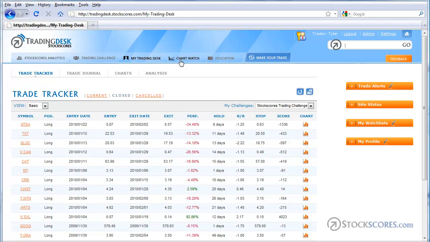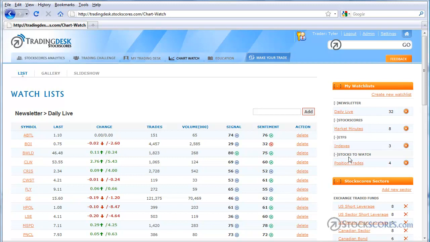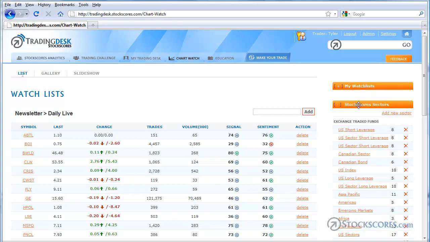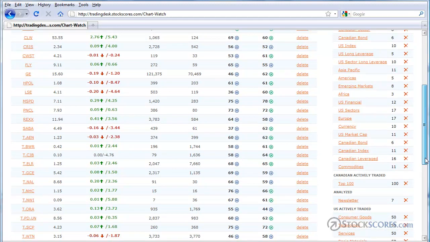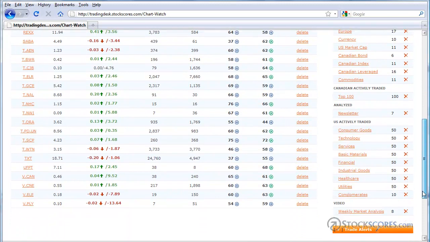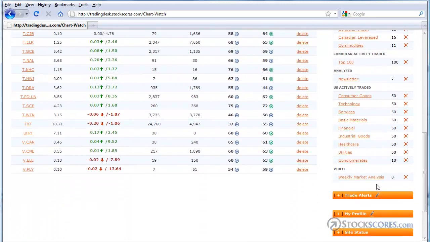Now, the next thing I want you to do is click on the Chart Watch icon. Within the Chart Watch section, I have created for you a number of sectors. You can see them here in the right column of the page. Under sectors, we have all of these exchange traded fund sectors. And what I want to focus on this time is right down at the bottom, the sector under the video grouping called Weekly Market Analysis.